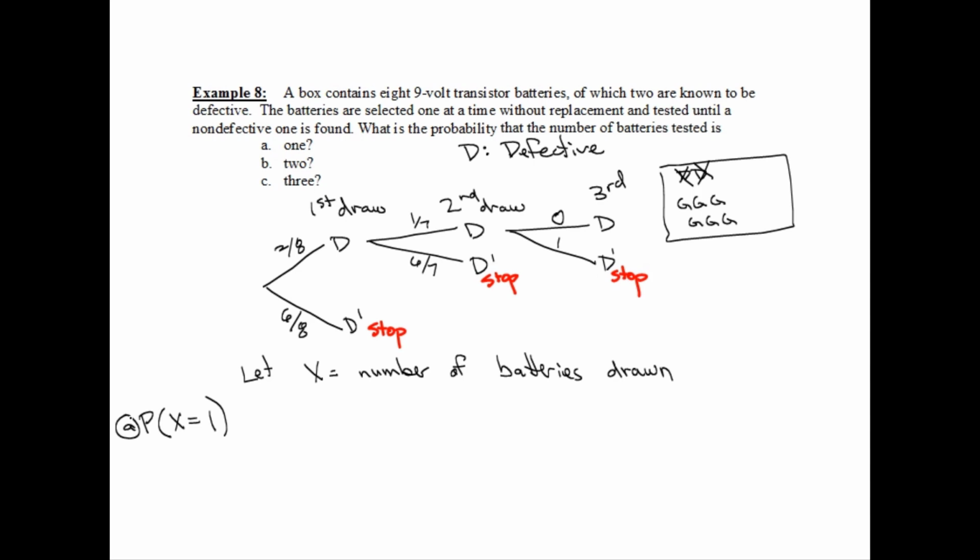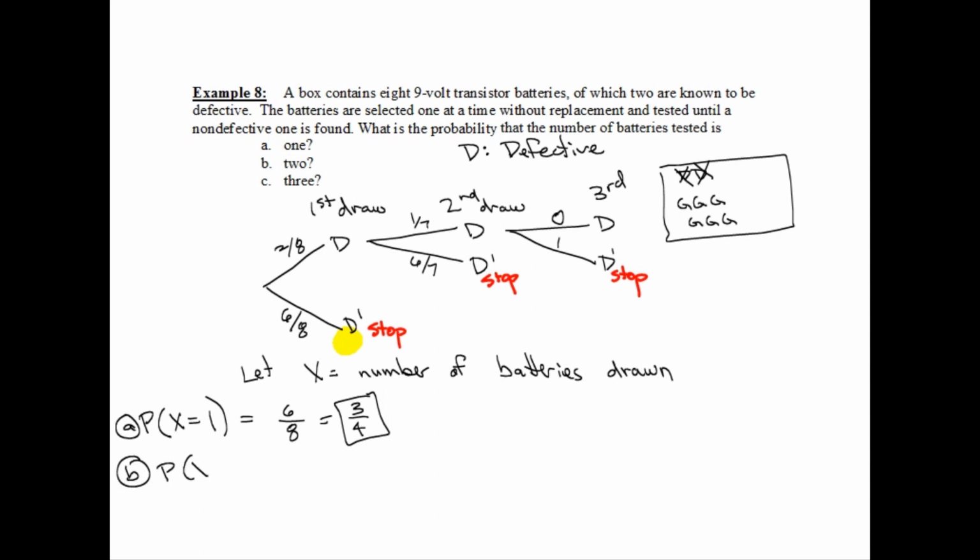So if we drew just one battery, that means we must have gotten a good battery on the very first try. So that means we ended up here. So that looks like that probability then is 6/8 or 3/4. Final answer, so we should simplify it.